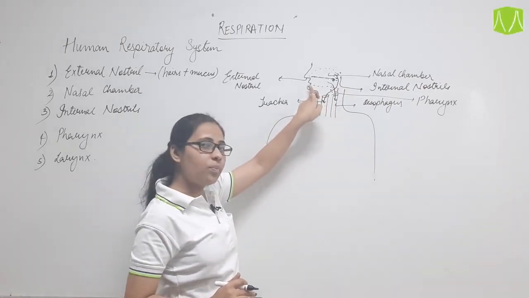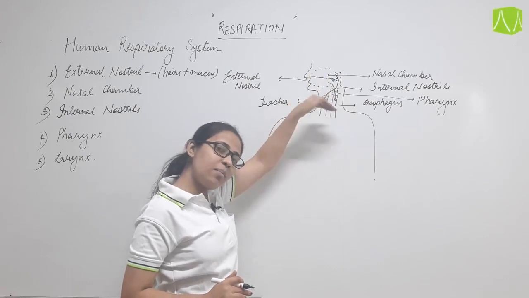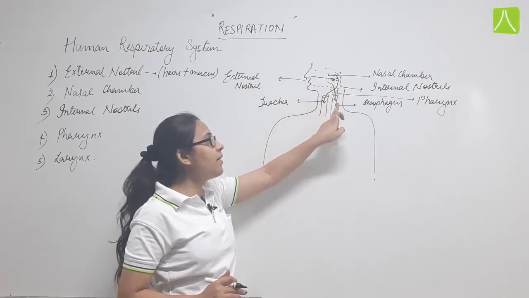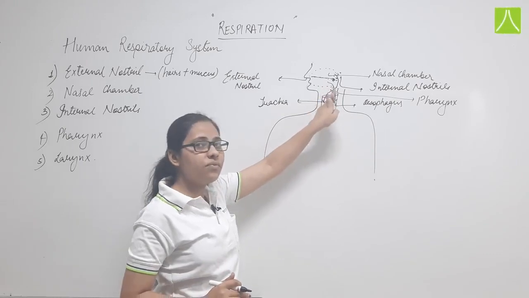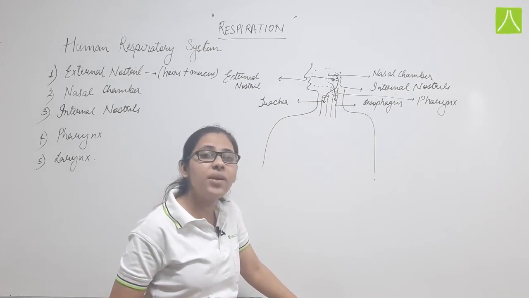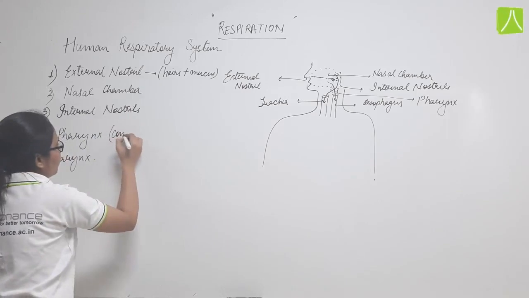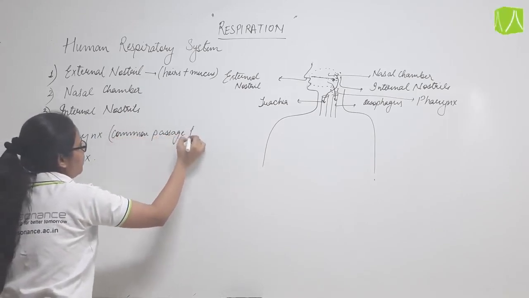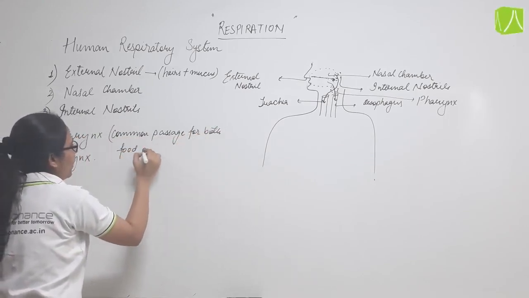Now this is the mouth. It has its roof called the palate, which differentiates the nasal chamber from the buccal cavity. Food comes from this side and then enters into the food pipe. The region which is the common passage for both air as well as food is termed as pharynx. Pharynx is what? It is the common passage for both food and air.